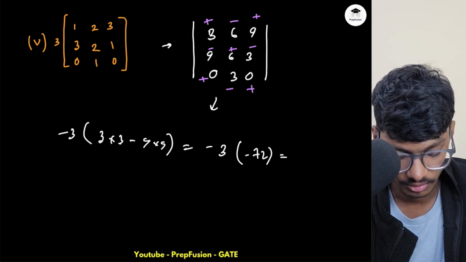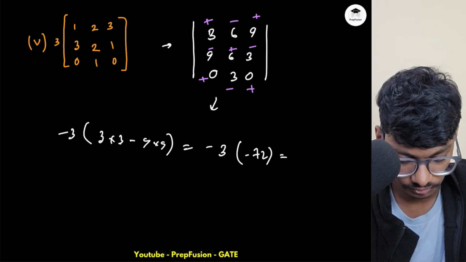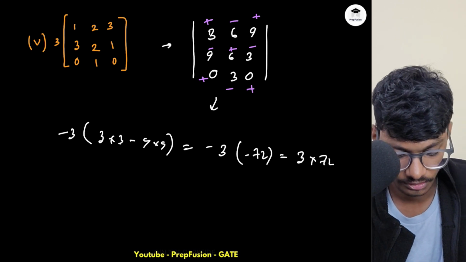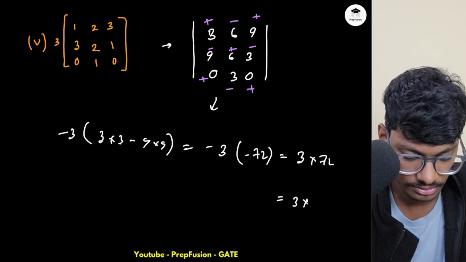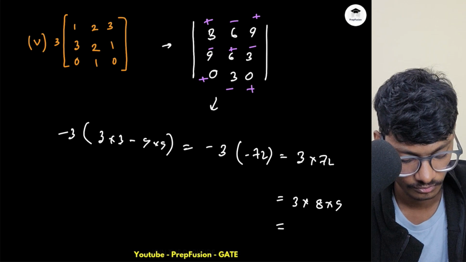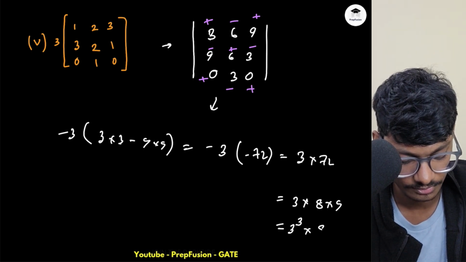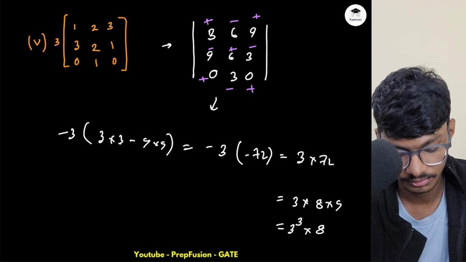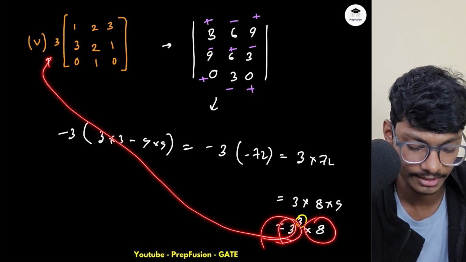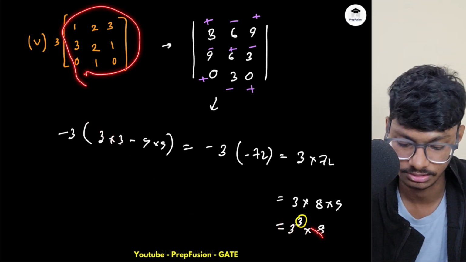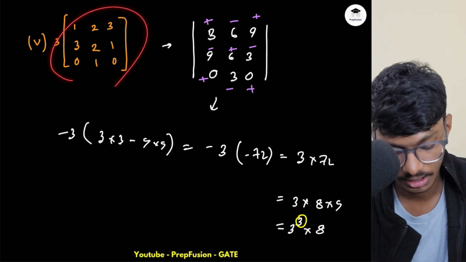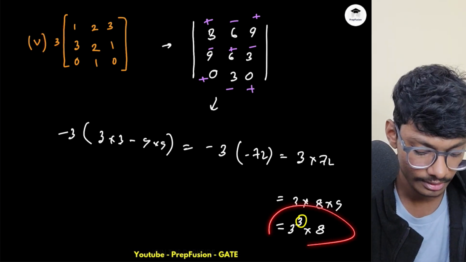Now how can we write it? Basically this is 3 times 72, so how else can I write it? I can write 3 times 8 into 9, which equals 3 cube times 8. As we can observe, this 3 is common to us because 3 was in front of the matrix, that's why this 3 came. And 8 is the determinant of the previous matrix, when we didn't have any 3, so this was the A. If you multiply 3 with this matrix, then the determinant gets 3 cubed.